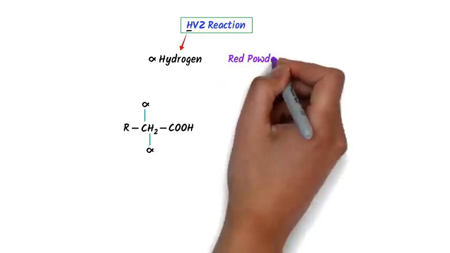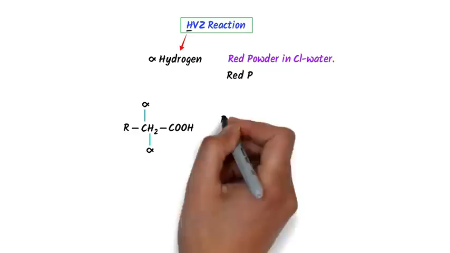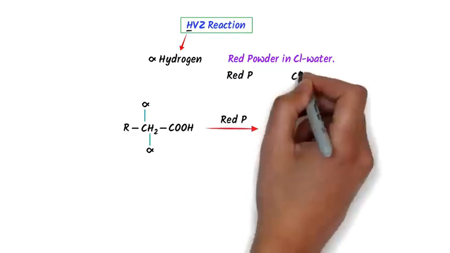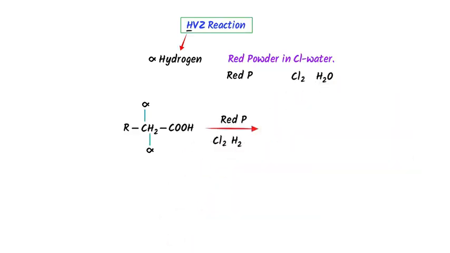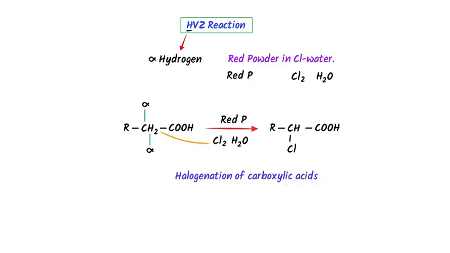Secondly, I write red P, chlorine, water. This red and P stands for red phosphorus. Cl stands for chlorine gas and water is H2O. These are the reactants of this reaction. We already know that alpha hydrogen is displaced. So this chlorine will displace one alpha hydrogen. I rewrite the compound. In case of one alpha hydrogen, I write chlorine on the alpha carbon. Remember that this reaction is used for the halogenation of carboxylic acid.